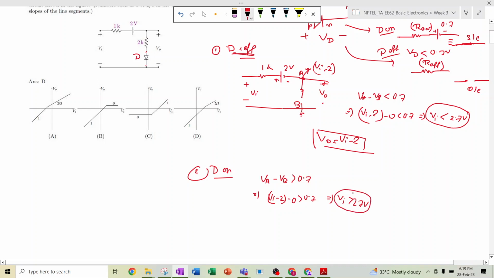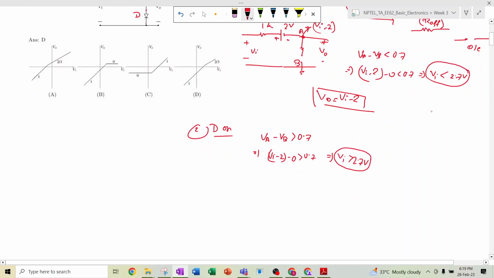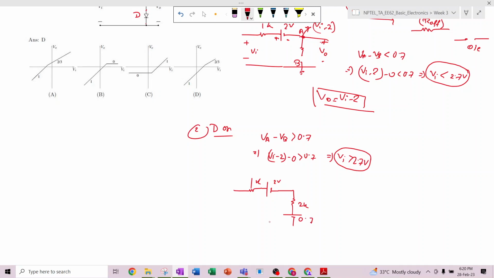So 2.7 volt is a transition state. If Vi is below 2.7 volt, then the diode is off, and if Vi is greater than 2.7 volt, then it is on. So when Vi is greater than 2.7 volt, the equivalent circuit becomes: here it is 1K, then a 2 volt source, then a resistance of 2K, and then this diode, which can be written as 0.7, right? What I have already shown.